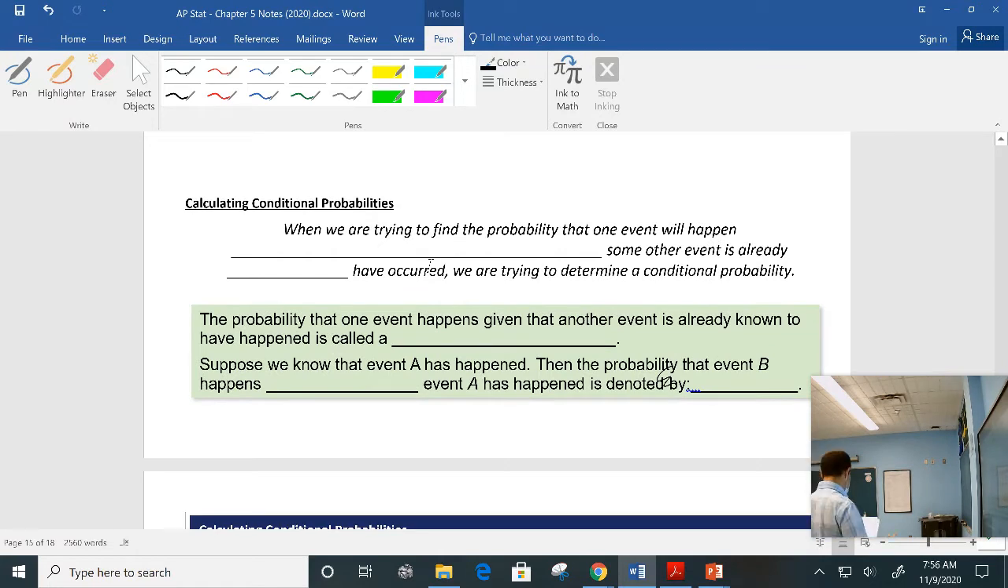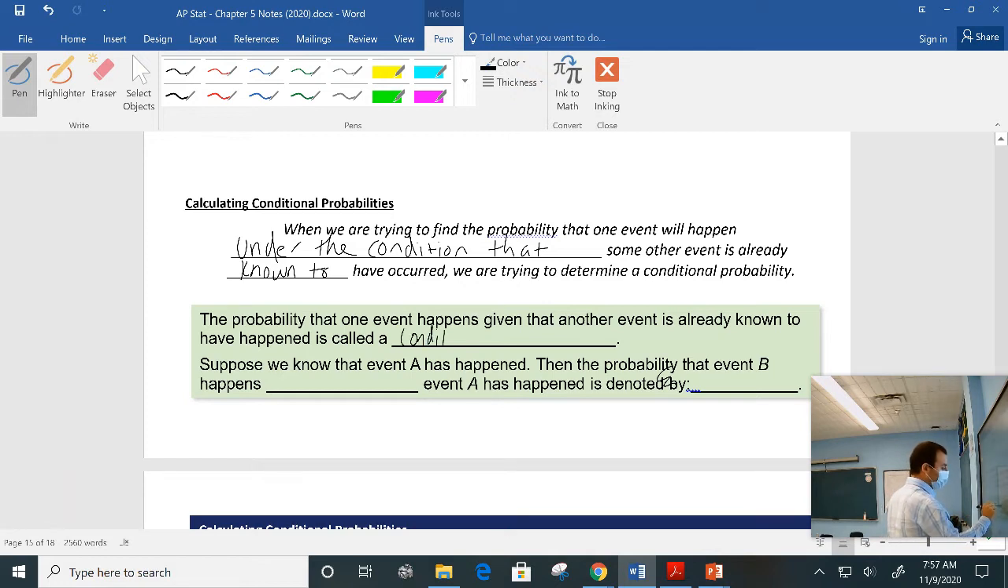So, first thing, when we are trying to find the probability that one event will happen under the condition that some other event is already known to have occurred, we are trying to find a conditional probability. So these are going to be questions such as, given that somebody is a female, what is the probability that they have blue eyes? Okay, we're putting that known event having already occurred. Given that this has happened, what is the probability of something else happening? That's what we refer to as a conditional probability.